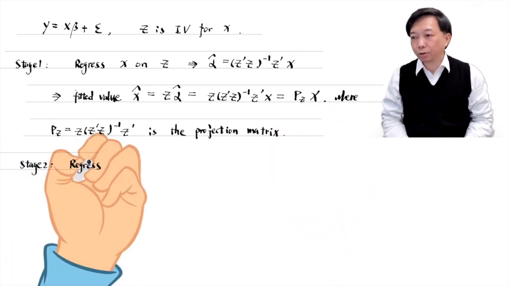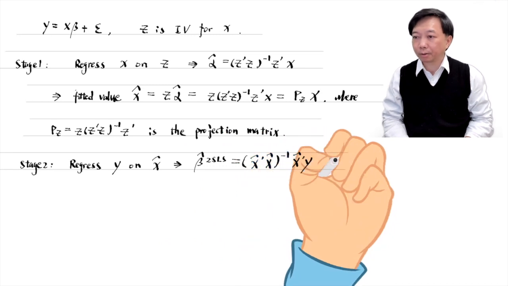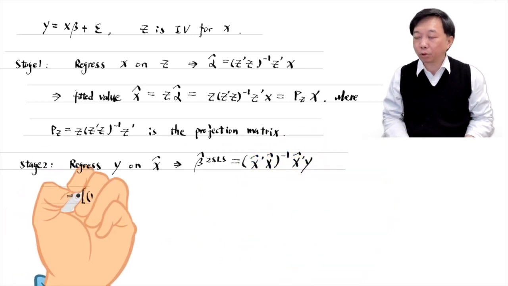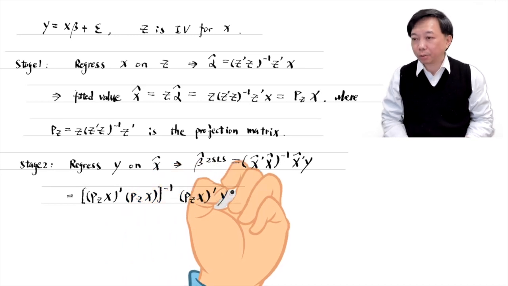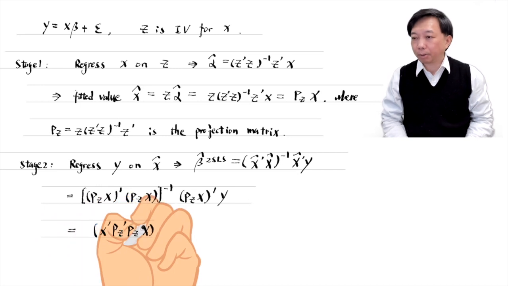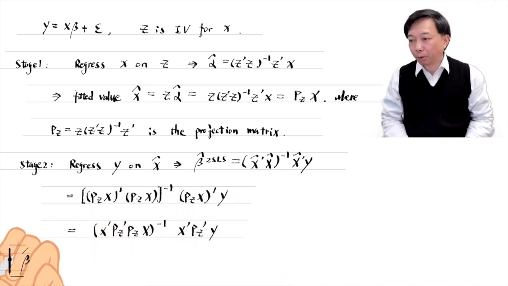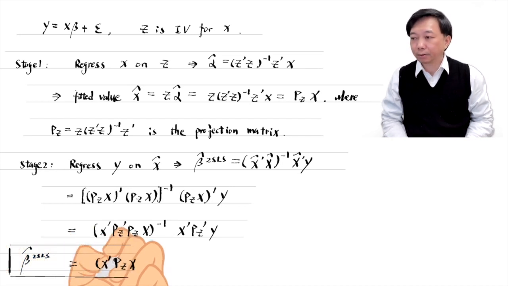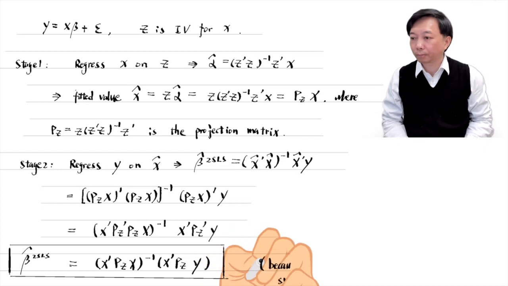In the second stage, we regress y on the fit value x hat, and we obtain the two-stage least squares estimator. We write out the estimator using the projection matrix. Because the projection matrix is symmetric and idempotent, we can simplify the two-stage least squares estimator as follows.